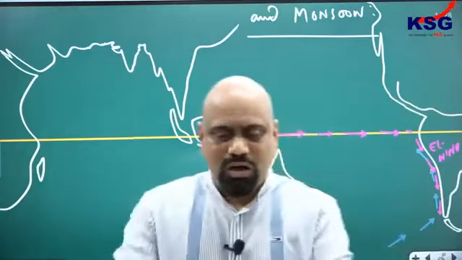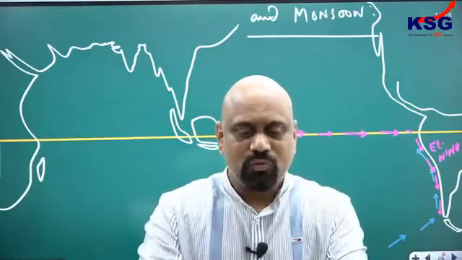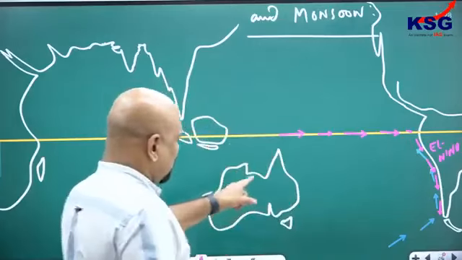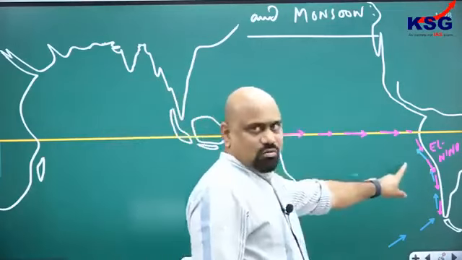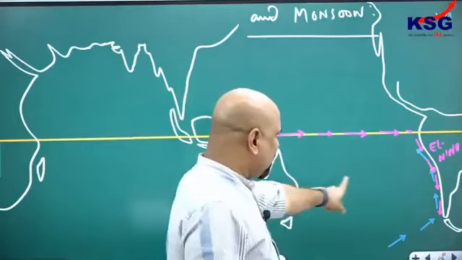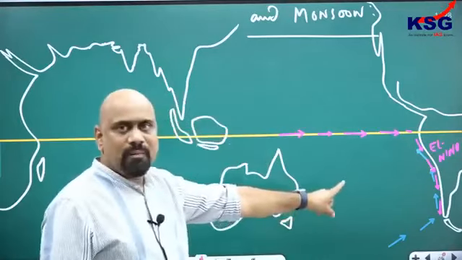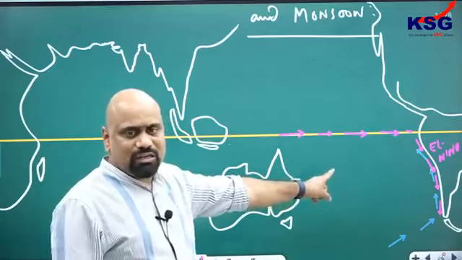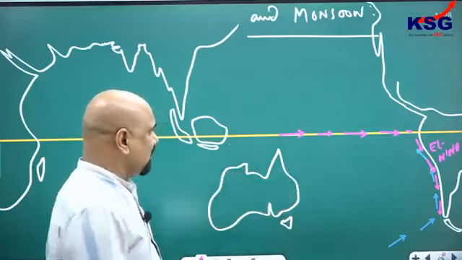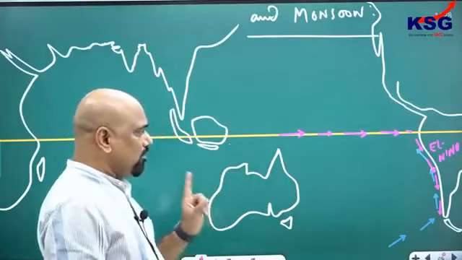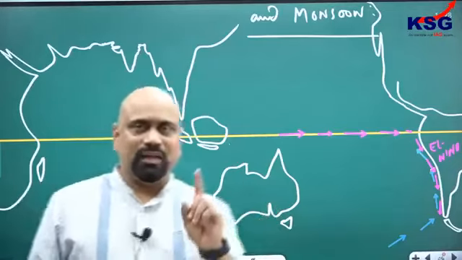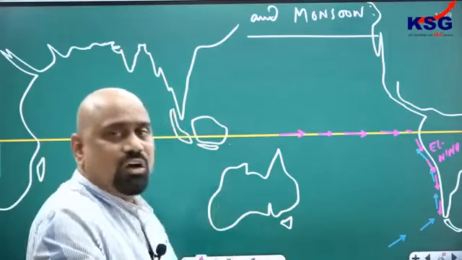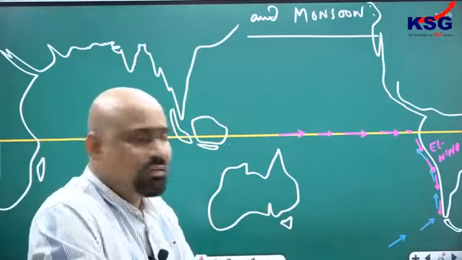Okay, warming up of the Peruvian coast, and the replacement of cold current with a warm current here is called the El Nino. My friends, you remember El Nino is a warm current, but Humboldt current is a cold current.